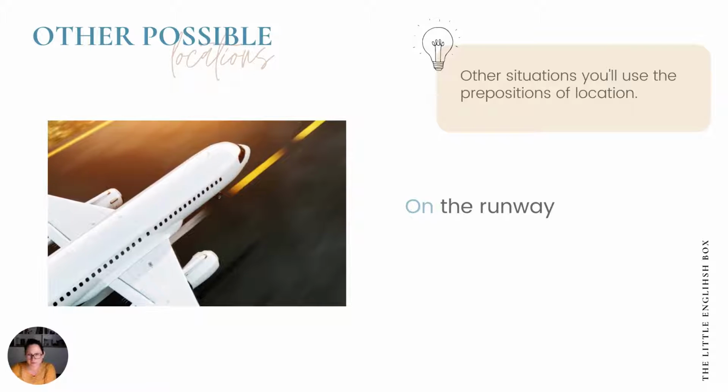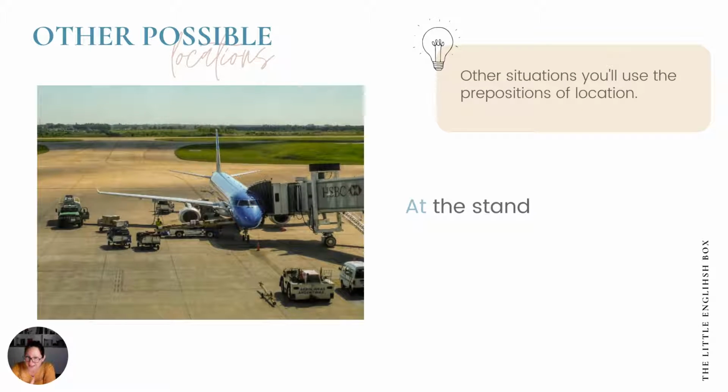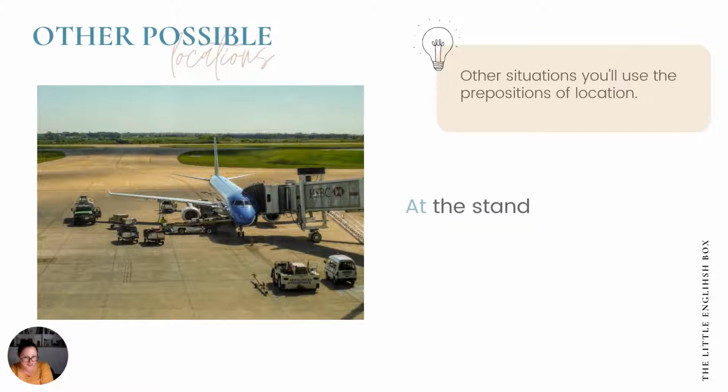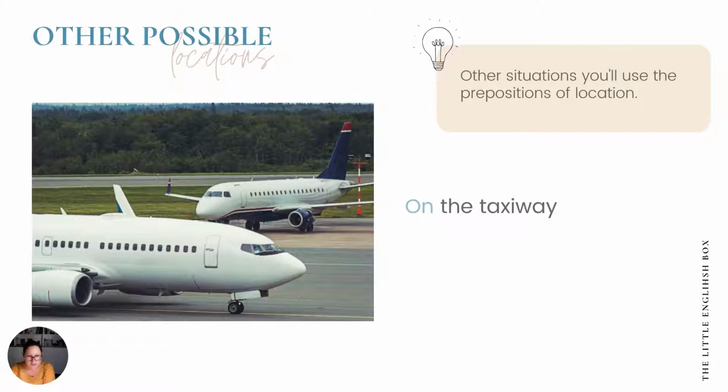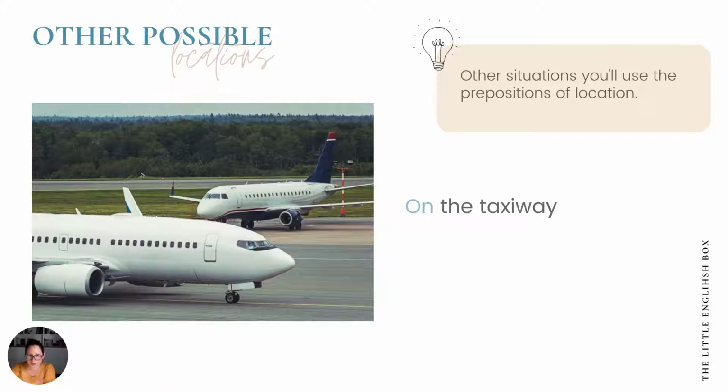And if you talk about where the plane is, you can say that the plane is on the runway, but at the stand. On the runway, at the stand. Next one we're going to see is another place at the airport, and you say on the taxiway. On the runway, at the stand, on the taxiway.